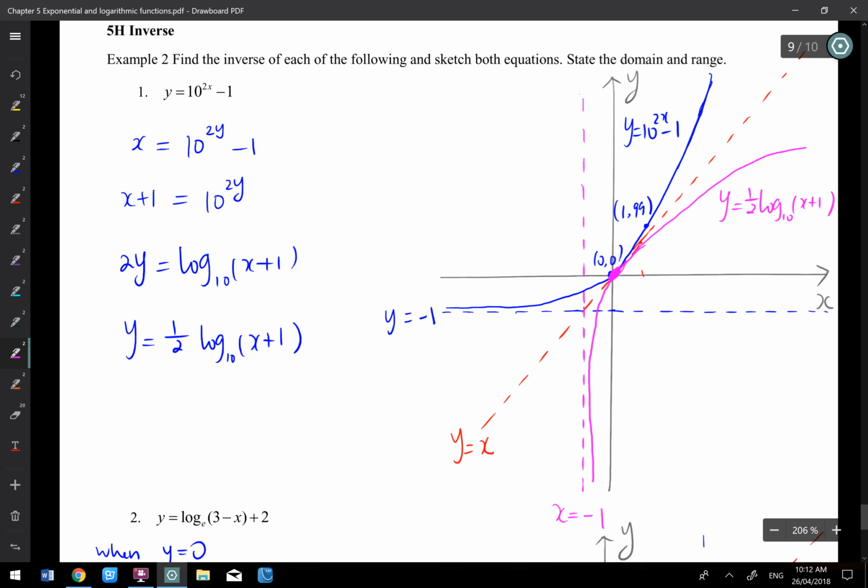And you can see it makes sense, because x plus 1 equals 0, so x equals -1 is the vertical asymptote. Also there's no reflection, so the shape will remain the same, an increasing function on the right-hand side of the vertical asymptote. So this graph will look like this. There's only one intersection at the point (0, 0) and no other intersections.